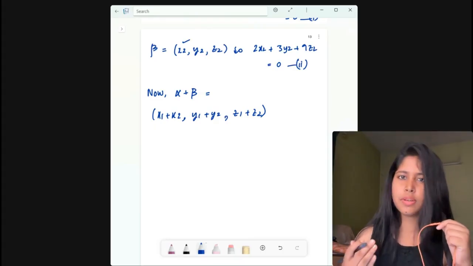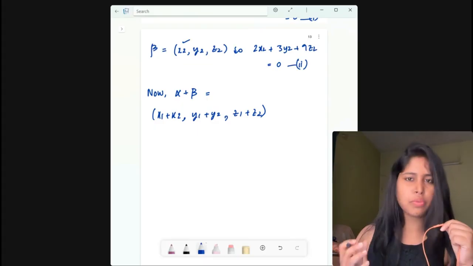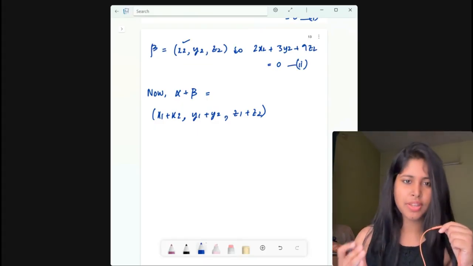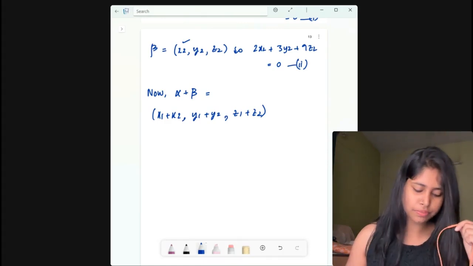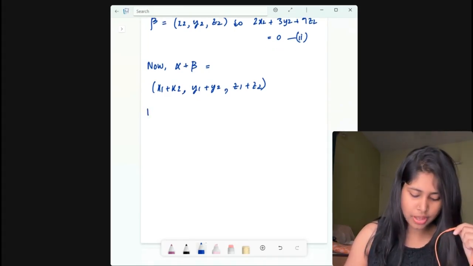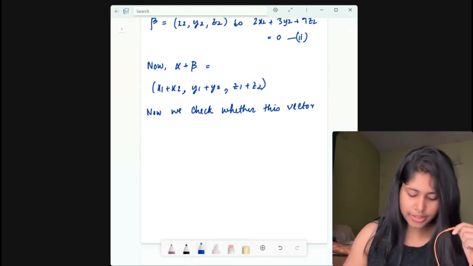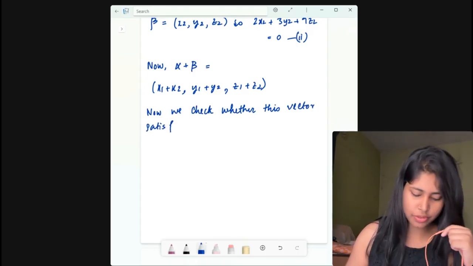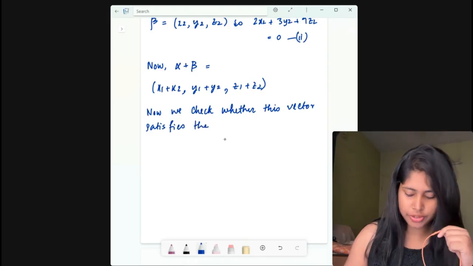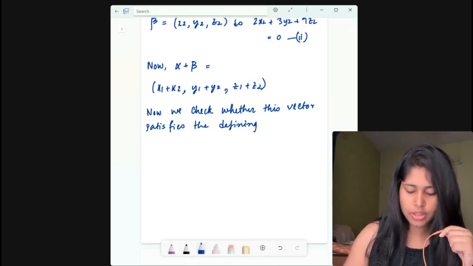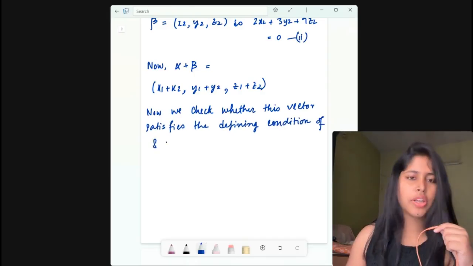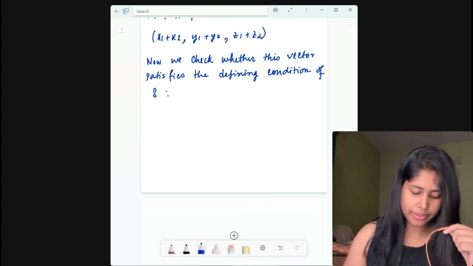If this condition is true for this vector also, then we can say that this vector is closed under addition. Now see, now write it like this. Now we check whether this vector satisfies the defining condition of S. The defining condition of S. Now, if we are checking the condition, then we have to write it like this.